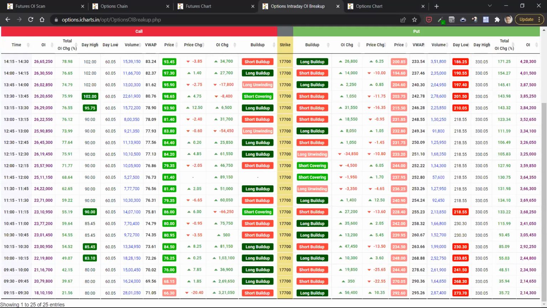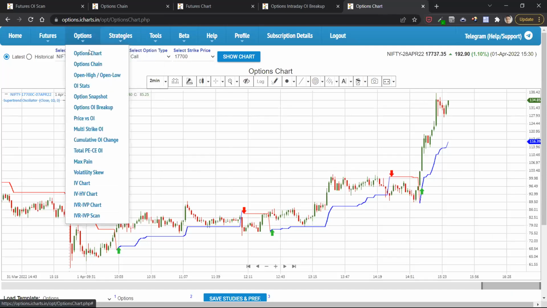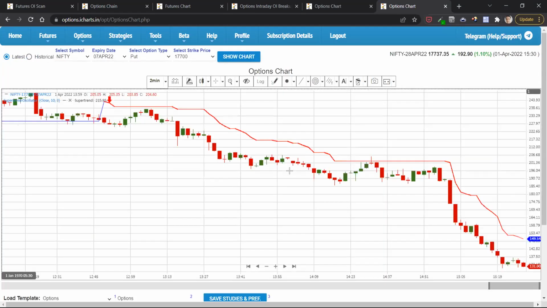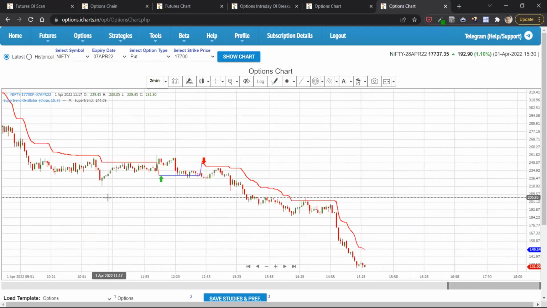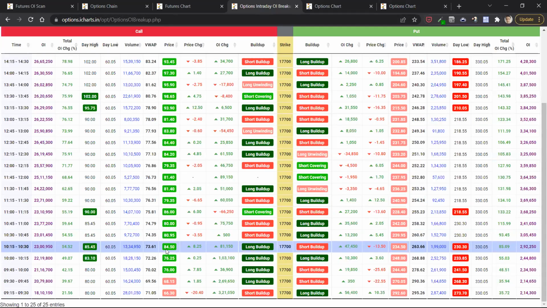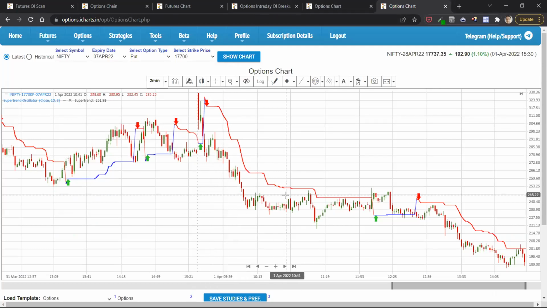At the same time, put is showing long buildup. Open put also. You would sell this because put is showing long buildup. But here there is no signal. There's no signal here, so you would not go for this. You will just wait.